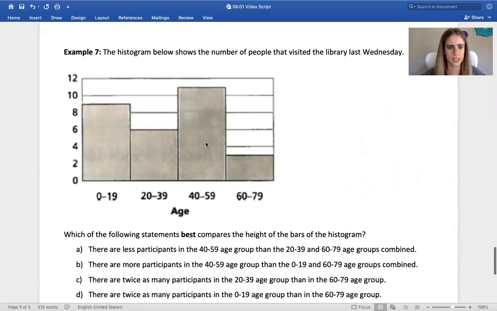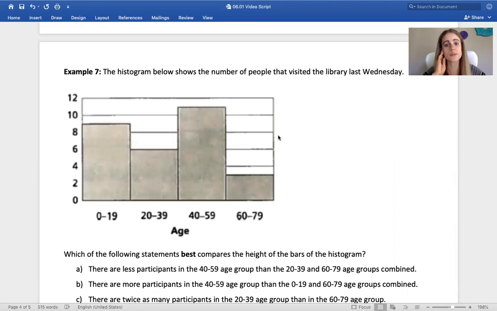Example 7. Let's see, will this let me zoom? Okay, so the histogram below shows the number of people that visited the library last Wednesday. Clearly, this is old data because obviously nobody went to the library last Wednesday.